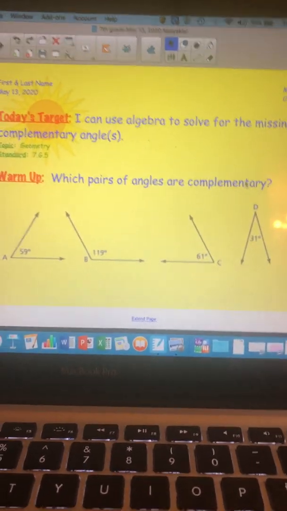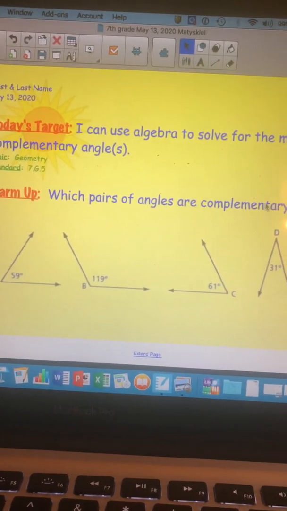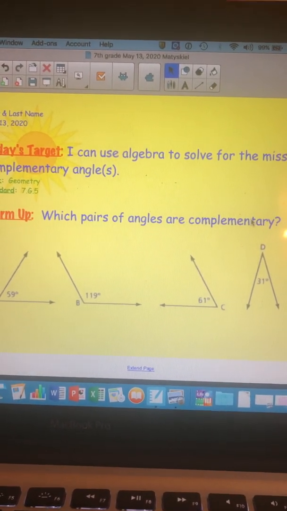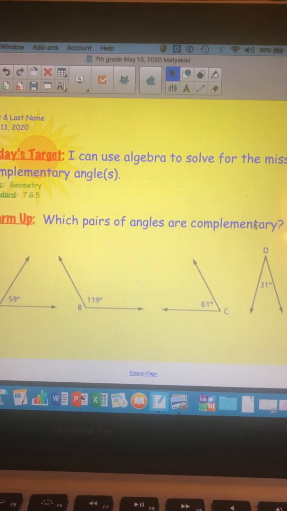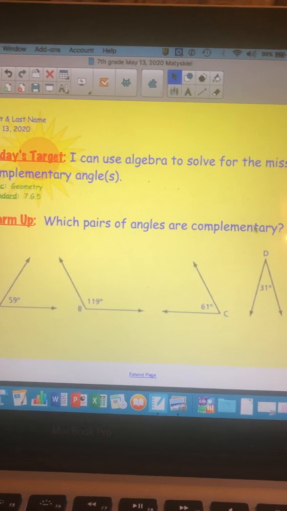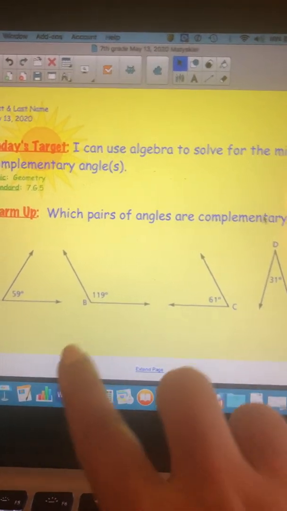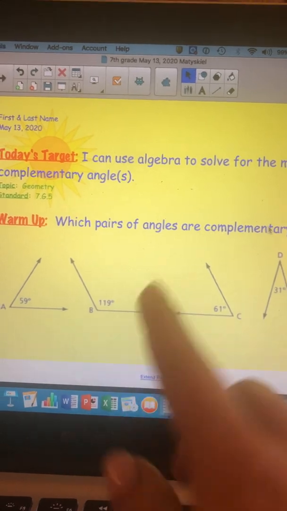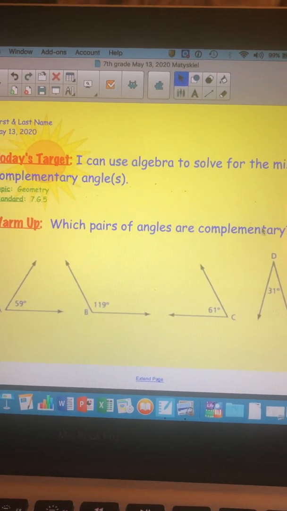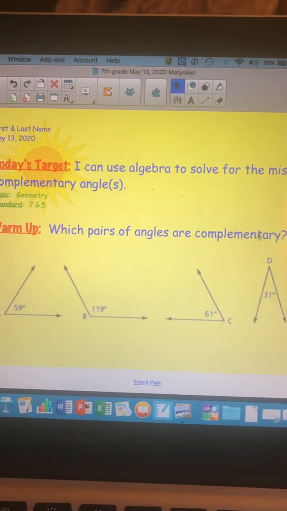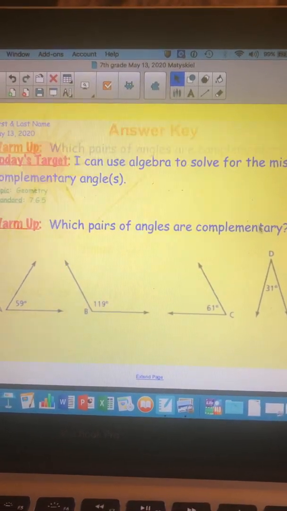So for the warm-up, I asked you which pair of angles are complementary. Given the 4 angles, you should be able to figure out which 2 would be complementary. In order to answer that, you have to remember what complementary means. Complementary means that they add to 90 degrees. So if we're looking for 2 angles that add to 90 degrees, I can automatically eliminate 119 because it's already over 90 degrees. How could it add with another angle to equal 90? So that one's out. Now I have all the other acute angles left, and I would just have to see when I put 2 of them together if they sum to 90.